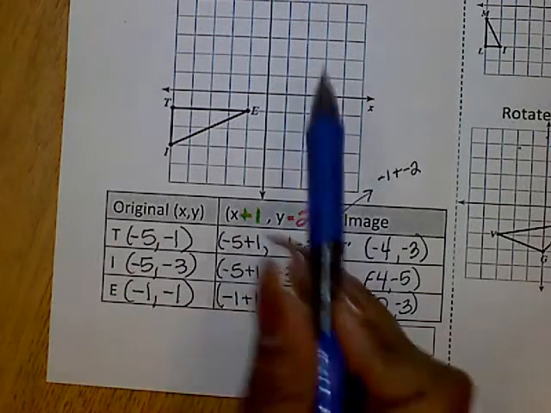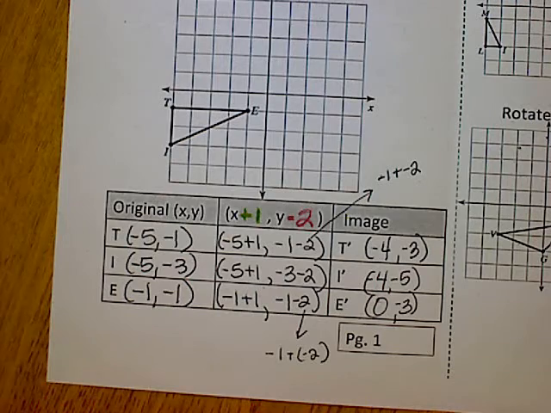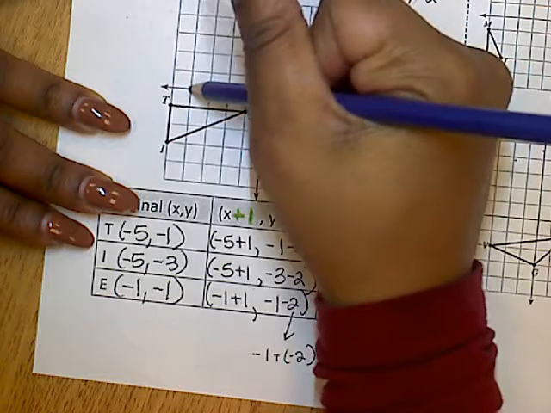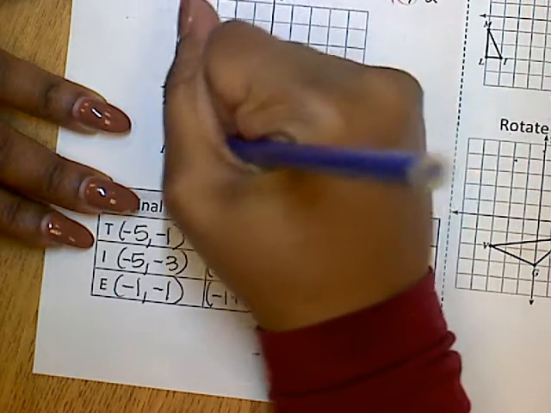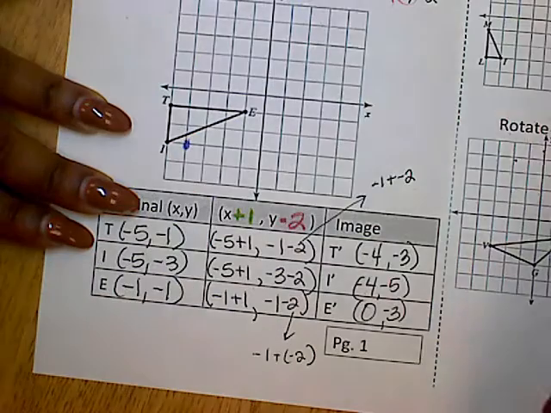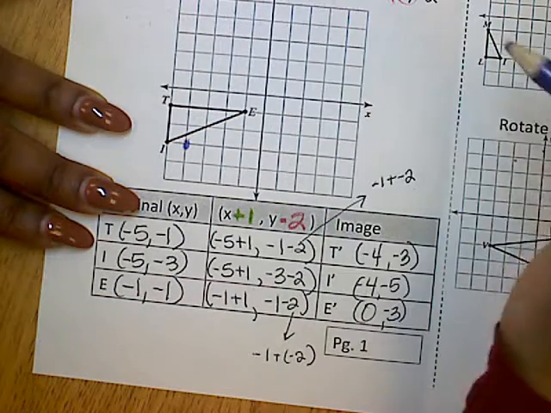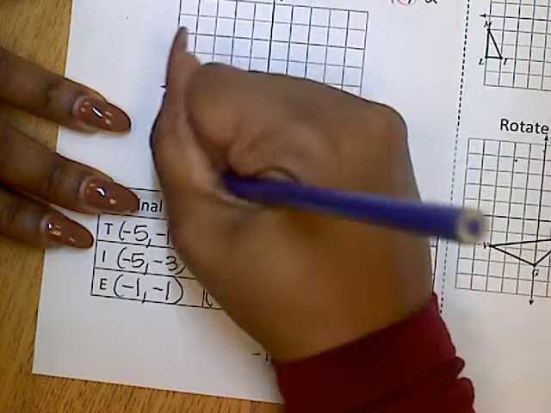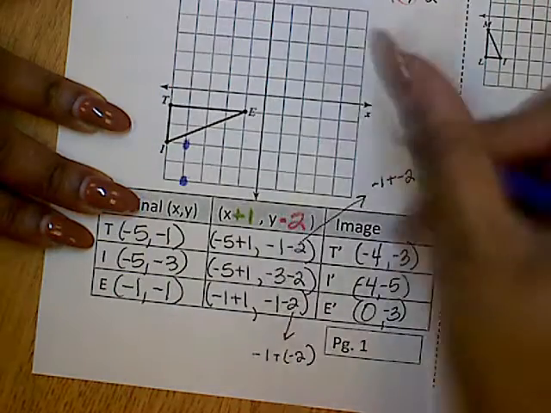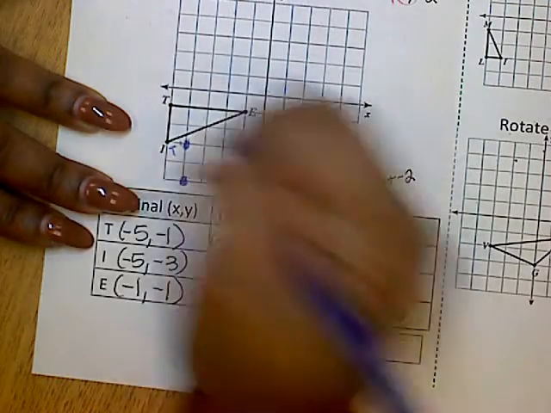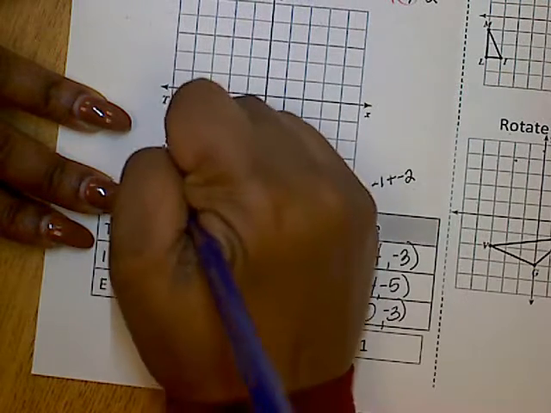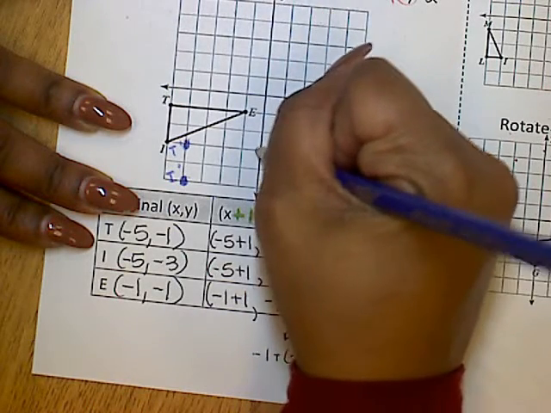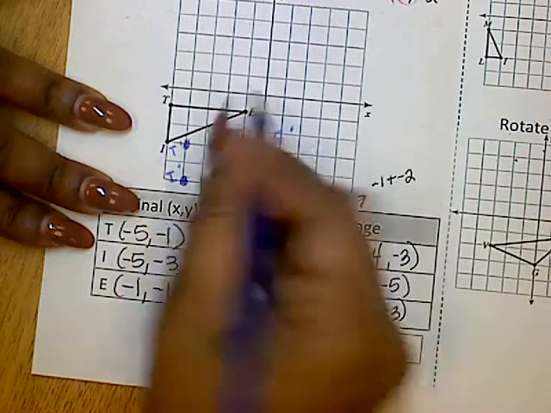And then as always, you're going to go back and replot your new shape. So 1 over negative 4, negative 3. Then negative 4, negative 1, or negative 4, negative 5. And again, you should be putting what all these are. So this is t prime, this is I prime, and then lastly e prime is 0, negative 3. And then you just connect them.